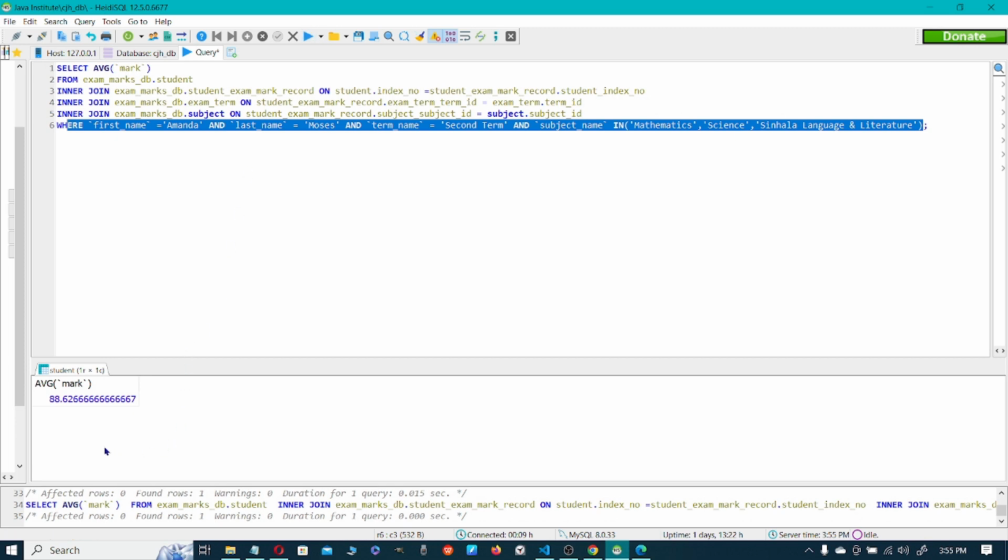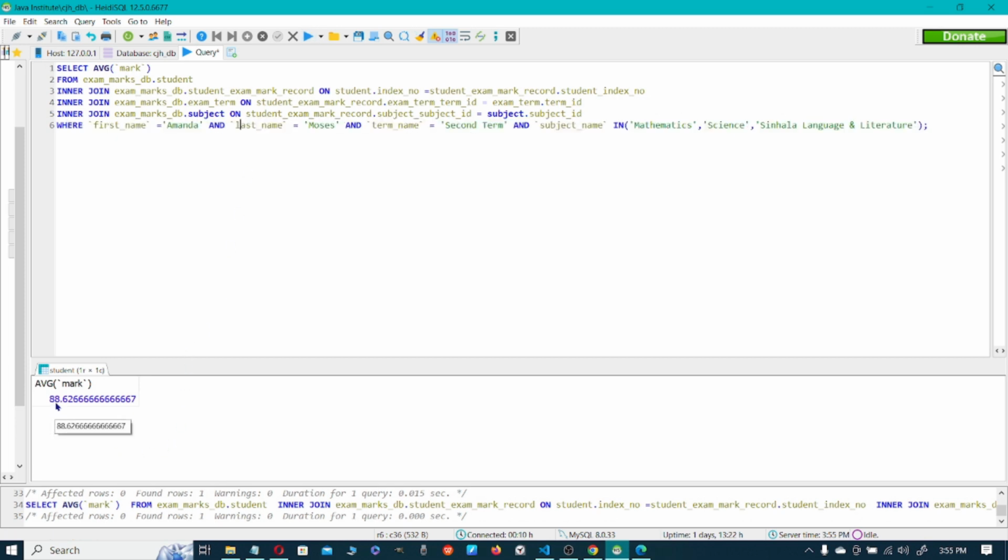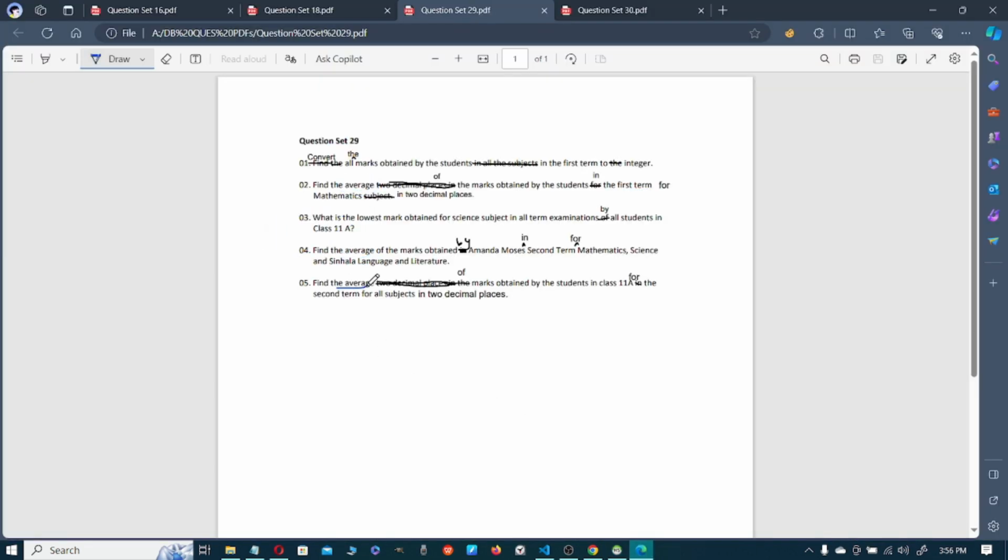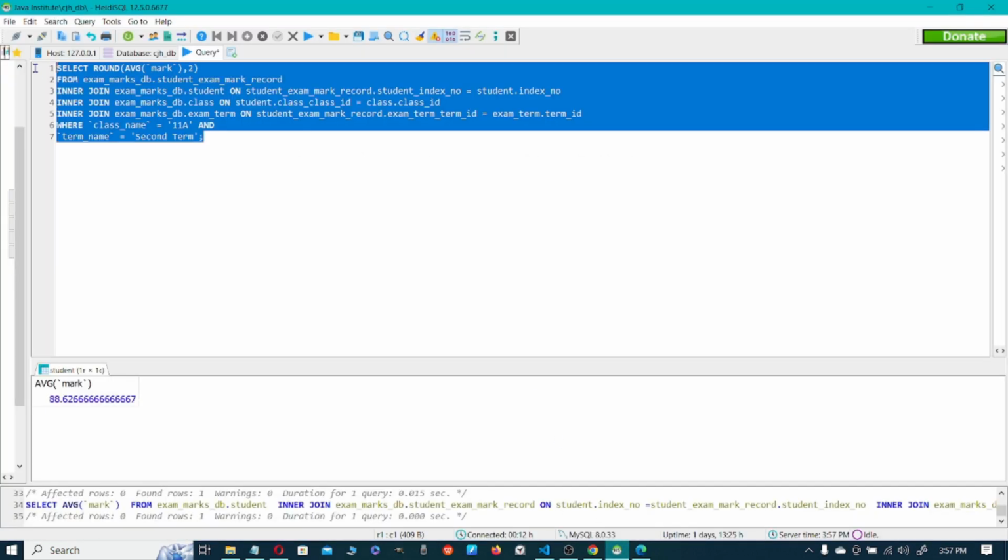As you can see, our average mark is 88.62666666666666 and so on. Let's move on to the fifth question. Find the average, which means we have used the keyword AVG once again. Find the average of marks obtained by the students in grade level A for the second term examination in 2 decimal places. This will be our fifth query.